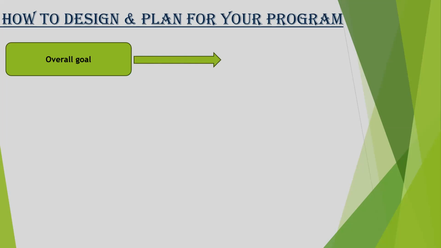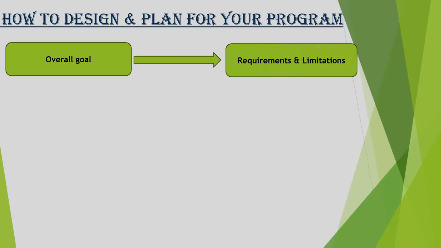So you begin with an overall goal, just like I explained. Then you go to the requirements and limitations stage where you consider what are the requirements for me to write this program successfully, or for me to finish this project successfully. Do we have a time limitation? Do we have a storage limitation for our project? Do we have a financial limitation? So this is very important.